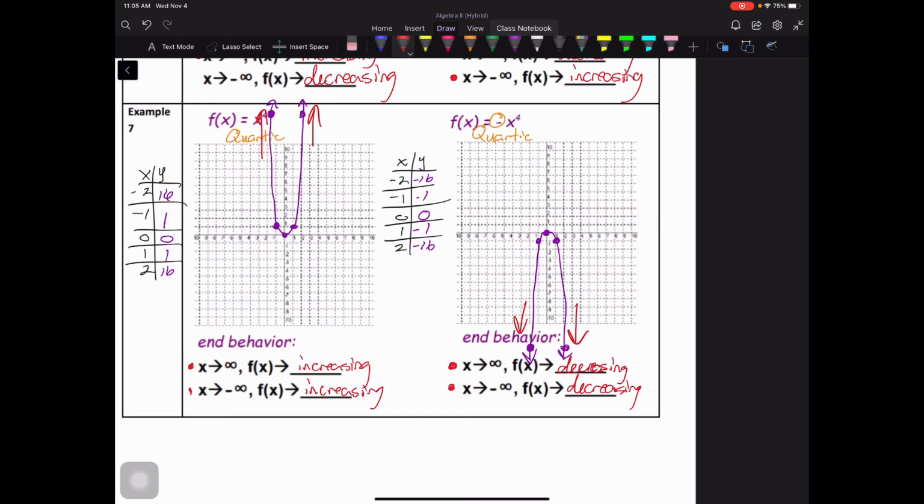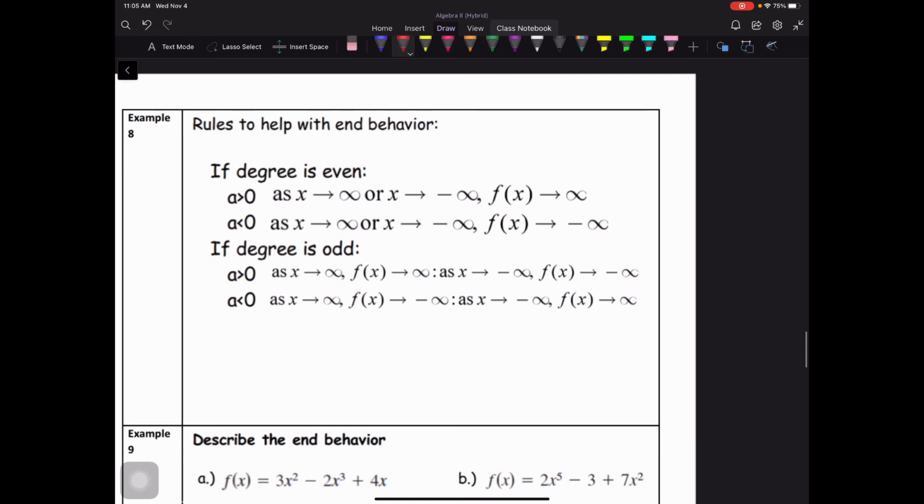So let's talk about maybe a little quicker way to identify end behavior. So if your degree is even, meaning anything like x to the 2nd, x to the 4th, x to the 6th, and so on, as long as your a value is positive, that means as your x values increase, your function will increase.